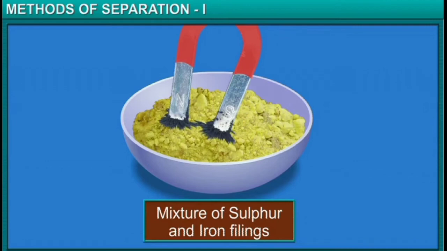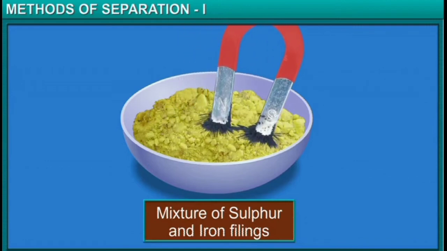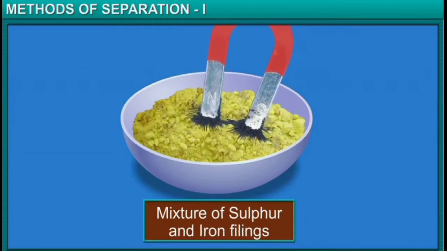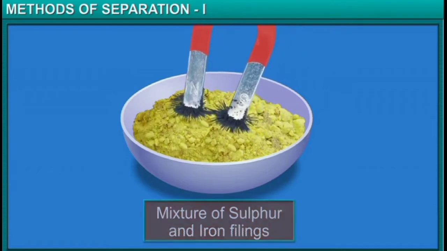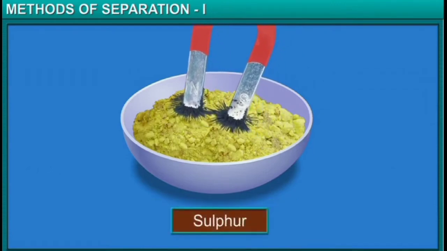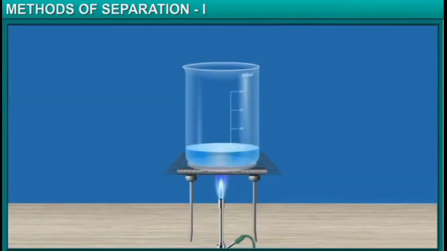A mixture of sulfur and iron filings is separated by passing a magnet over it. The iron filings will get attracted to the magnet and will stick to it. This method is used to separate a mixture in which one of the components is a magnetic material. Salt from a solution is separated by evaporating the water from the solution.